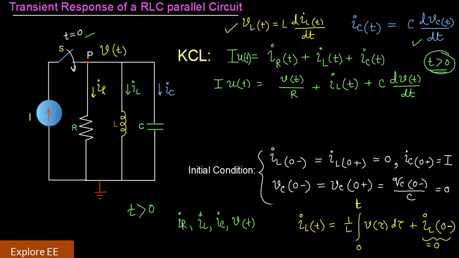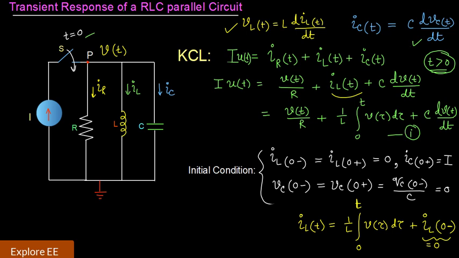If we substitute this current IL with this term, we have V(t)/R plus 1/L times the integration from 0 to t of V(τ) dτ plus C dV(t)/dt. So this is equation number 1. Let us differentiate the KCL to eliminate the integral term.